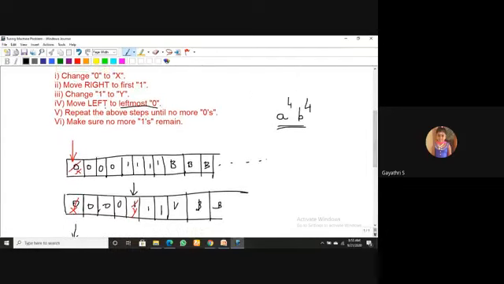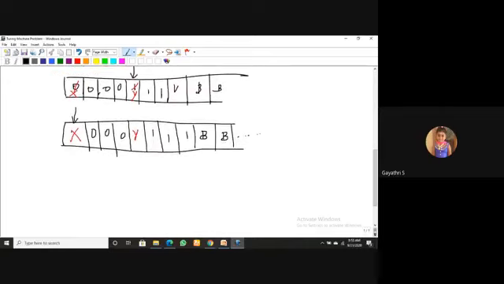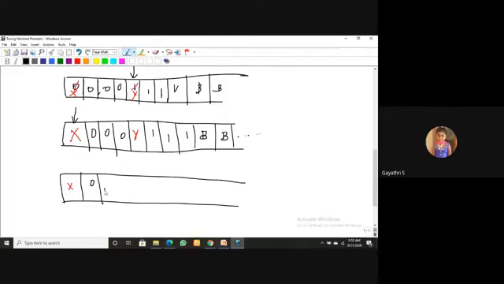I'll just write move left to leftmost 0, because how can you identify the leftmost 0? That instruction is not added here, but you can add it. Once I reach the x, move one step right, and that's the first 0. So in the next step, I will reach the leftmost 0. So 3 times 0.